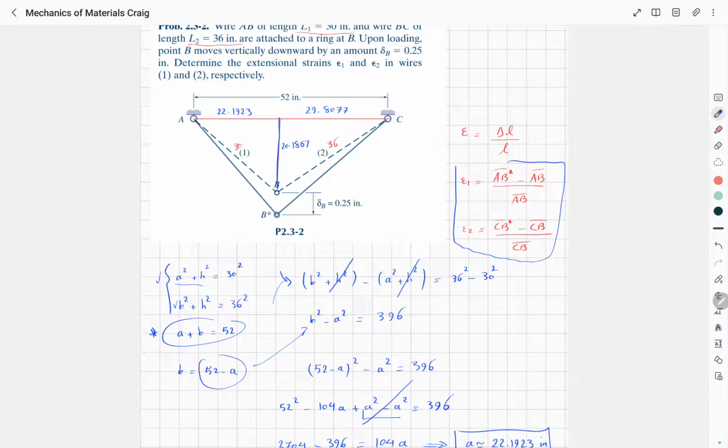So this was basically a geometry question. In order to determine these strains, we first determined A and B and H, and then we could determine the value of this secondary length and this one, and then the difference between this length and this initial length divided by this initial length was epsilon 2, and this length minus this length divided by this initial length was epsilon 1.